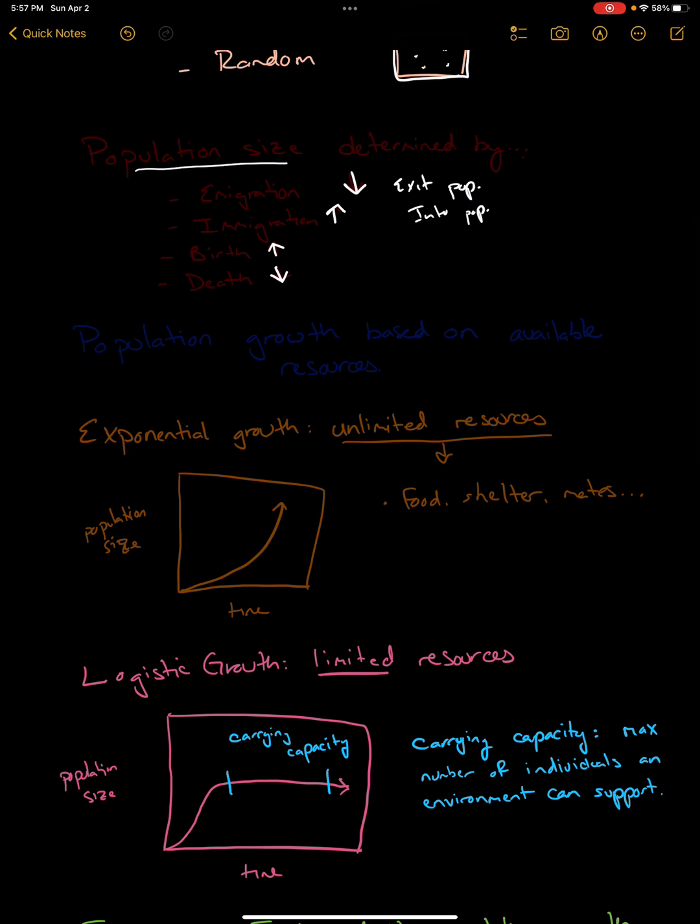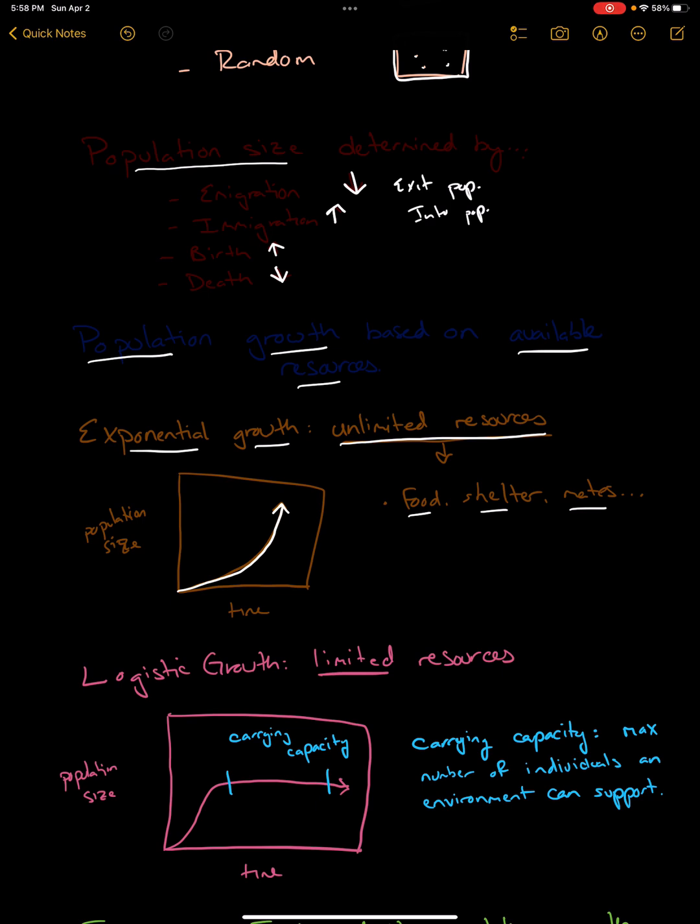Now, population growth is based on the available resources, okay? There's 2 types of population growth we see. We see exponential growth, and exponential growth just means that my population numbers keep going up and up and up. And that's because they have unlimited resources. So they have unlimited food and shelter and mates. If there's nothing holding that population back, then that population size is going to keep going up.